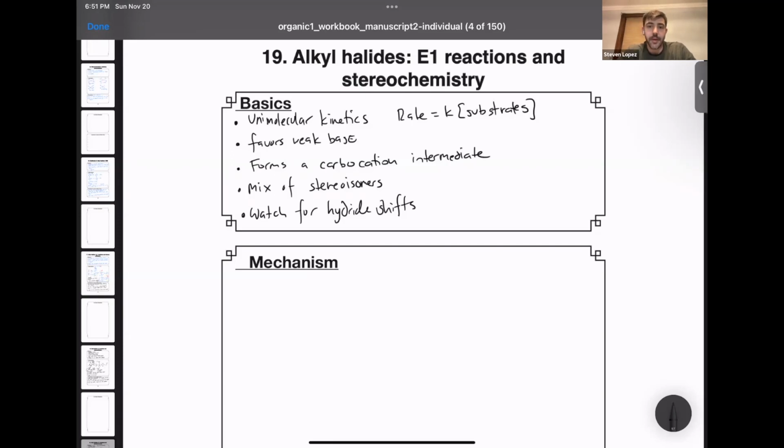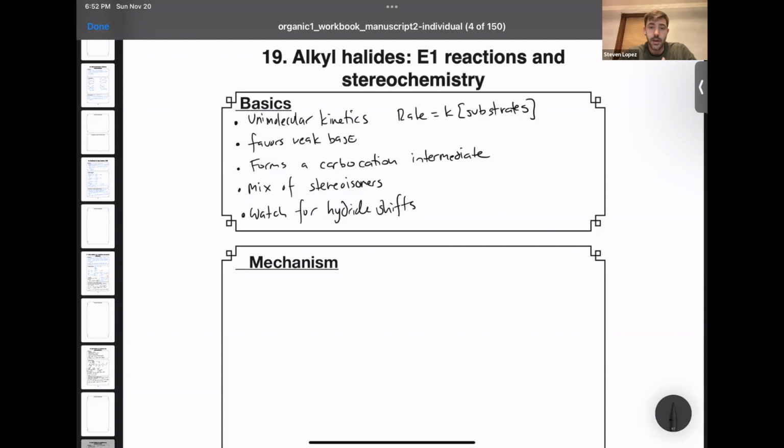Today, we're going to be talking about E1 reactions, starting with alkyl halides and the implications of this reaction with regards to stereochemistry. Some of the most important things you should know about E1 reactions is that the reaction has unimolecular kinetics. The reaction rate depends on the substrate alone. This reaction is generally promoted by using weak bases. Strong bases favor E2 reactions.